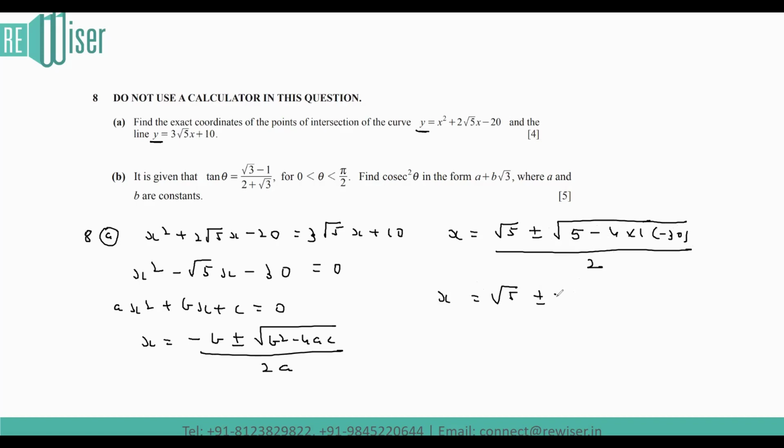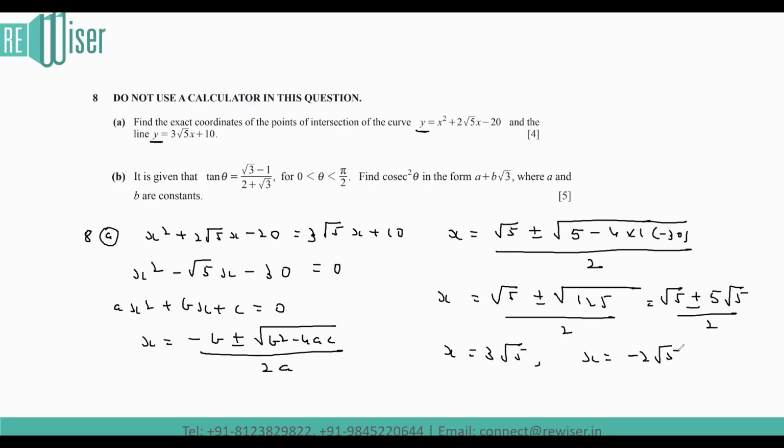So x is equal to root 5 plus or minus root of 5 plus 120, that's 125, over 2. So that's root 5 plus or minus 5 root 5 over 2. The two values of x that we got are 3 root 5 and the other value of x is minus 2 root 5.